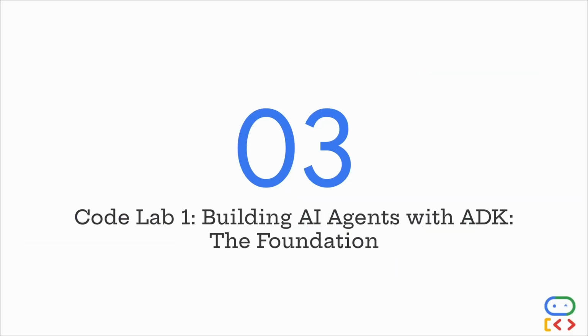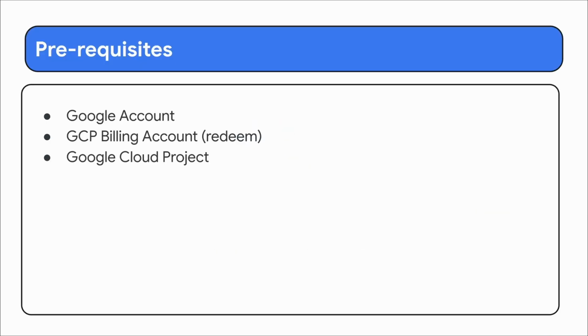Now that we have covered the basics, looked at what ADK is, what the building blocks are, and what it takes to build an agent, let's dive deep into the first Codelab, which is building AI agents with ADK, the Foundations Lab. The prerequisites for this training are pretty simple: a Google Cloud account, right? And a simple GCP billing account that you have redeemed. If you go to this particular Codelab, there's a section for you to redeem a $5 credit that you can use to build AI agents, and a Google Cloud project on the console.